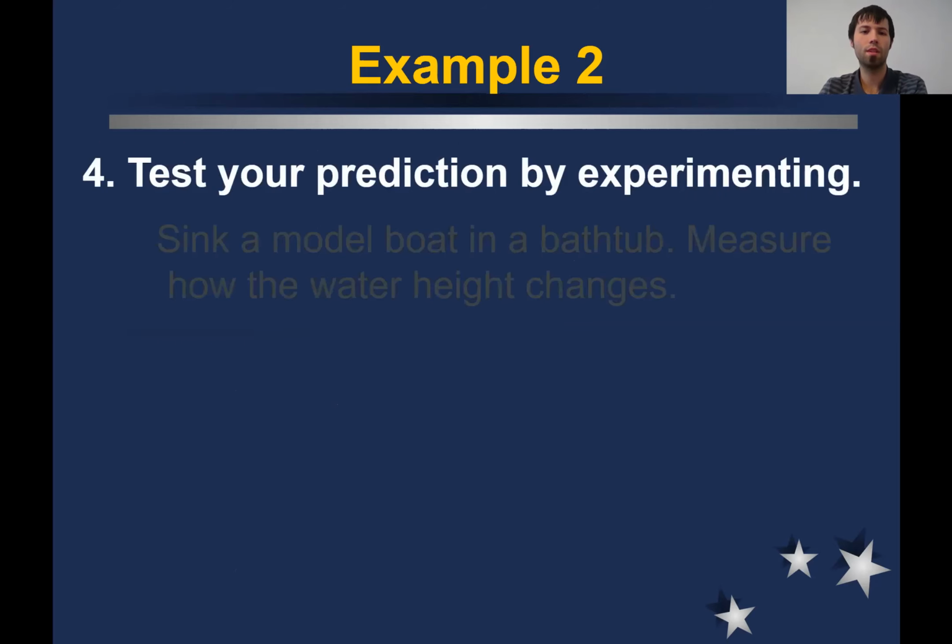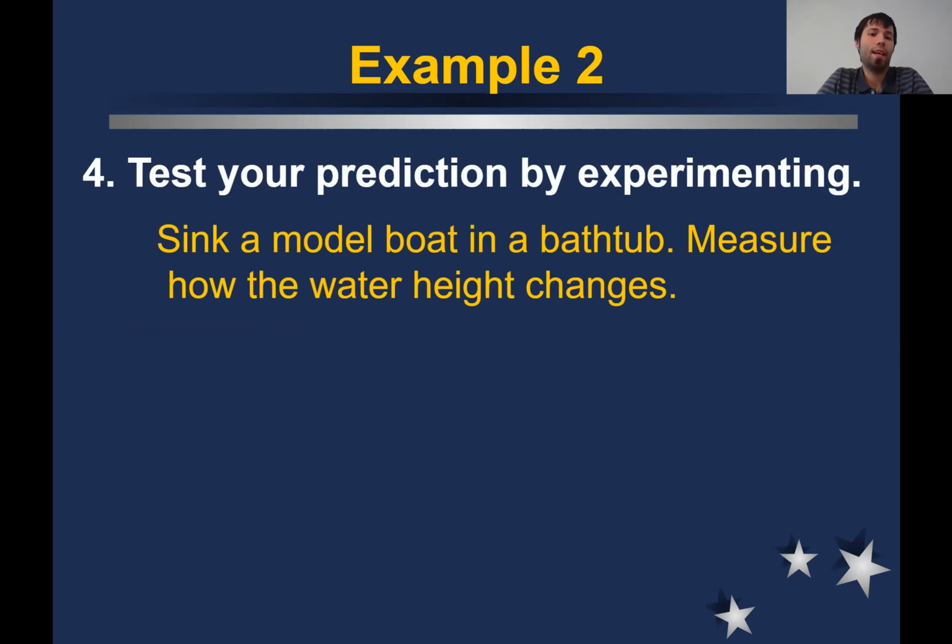So then you could test your prediction by experimenting. So you could sink a toy boat or model boat in a bathtub and measure how the water height changes. So you make a marking, or measure how high the water is before the boat goes in, measure how high it is after it goes in. And then make that model bigger and bigger and bigger until you finally get to a Titanic, or you can make your model boat smaller and smaller and smaller. Remember, you're trying to model the size of the ocean compared to the size of the Titanic.